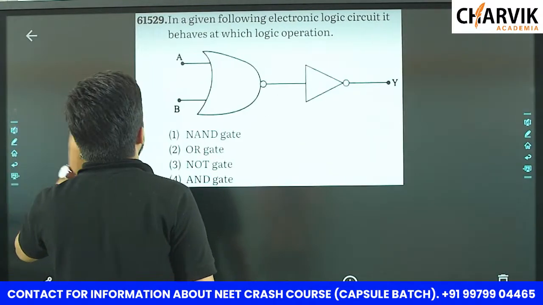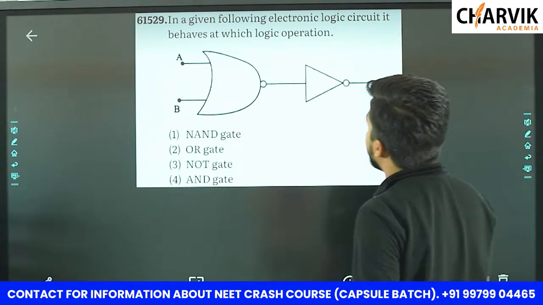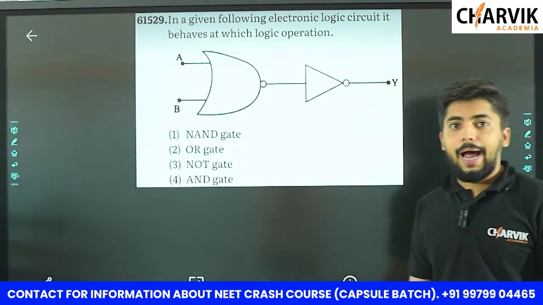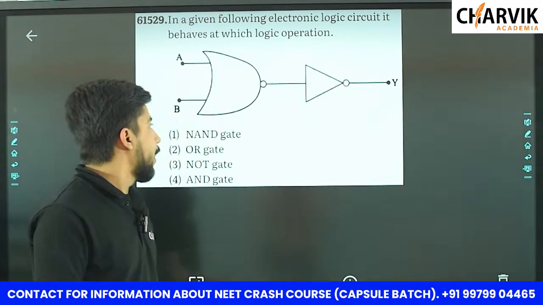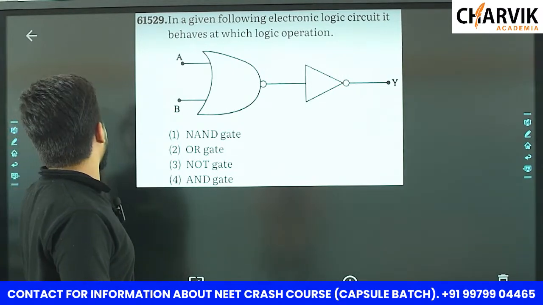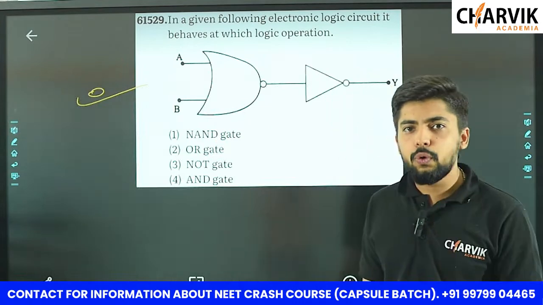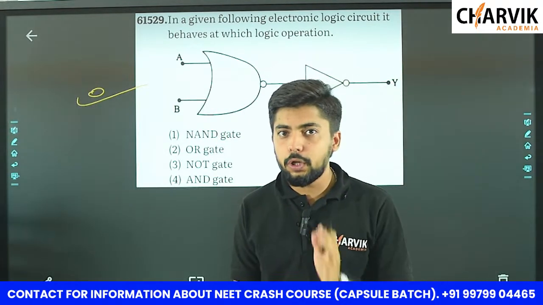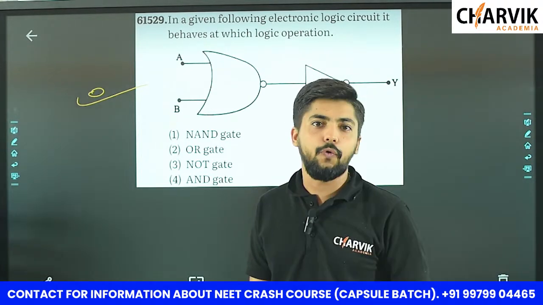Okay, so next question. In the following electronic logic circuit, which logic operation does it behave as? I said it in the Gujarati medium lecture, and right now also I am saying that this type of circuit, they ask one question from the logic gates of the 14th chapter each year. Please do remember the Boolean expression of all the logic gates. It is a very easy concept and it surely gives you 1 MCQ.